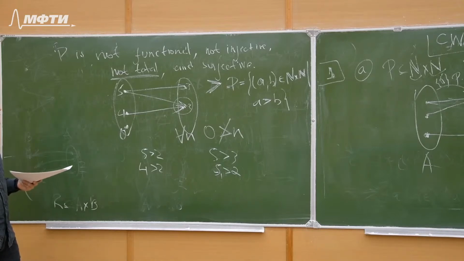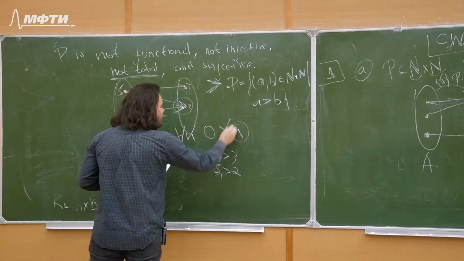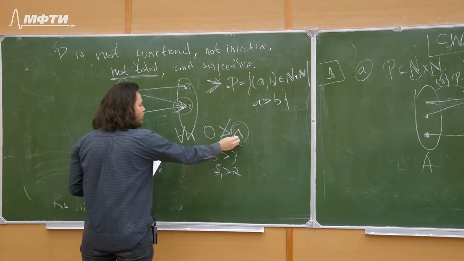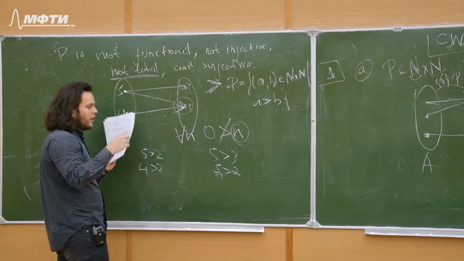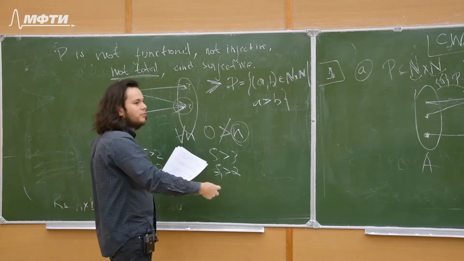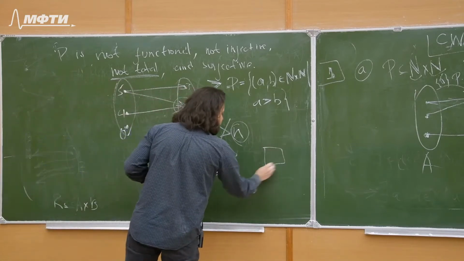And finally, surjective, right? Well, because for any natural n, we can find some greater natural number. So for any natural number, there exists a greater one. And that's it. So this is all we needed. And we finish with exercise 1.